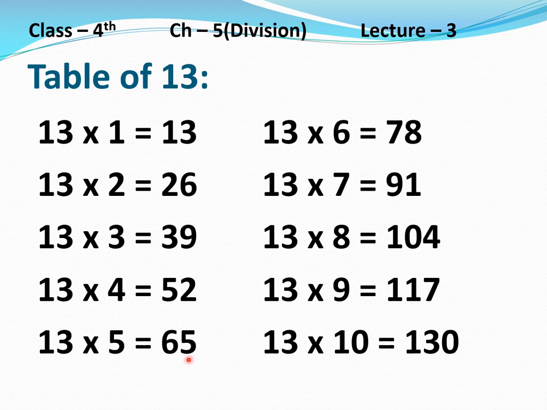Speak with me one more time. 13 ones are 13, 13 twos are 26, 13 threes are 39, 13 fours are 52, 13 fives are 65, 13 sixes are 78, 13 sevens are 91, 13 eights are 104, 13 nines are 117, 13 tens are 130. Okay.